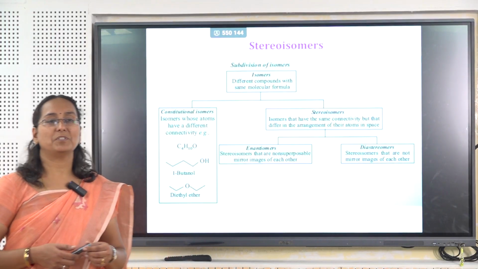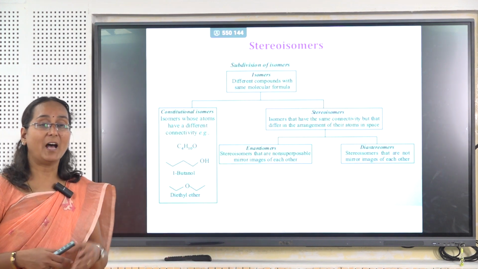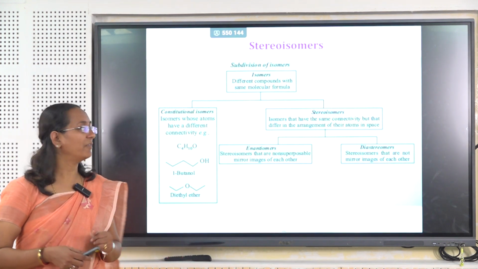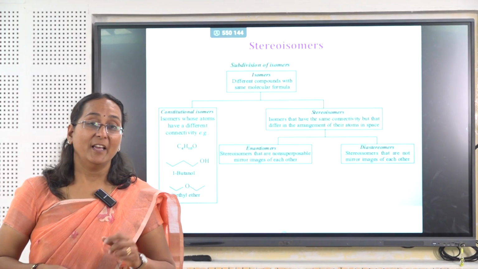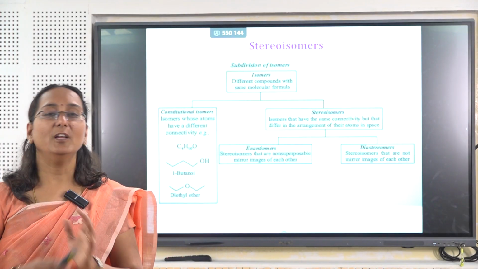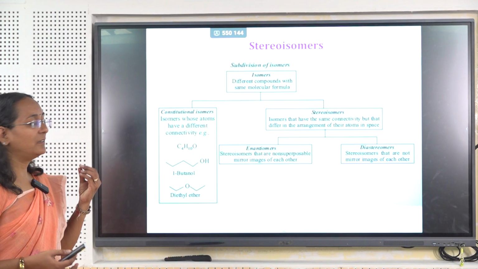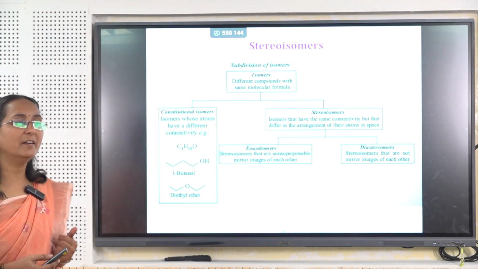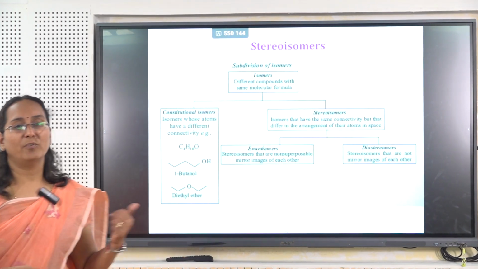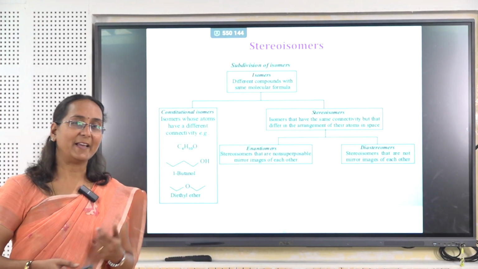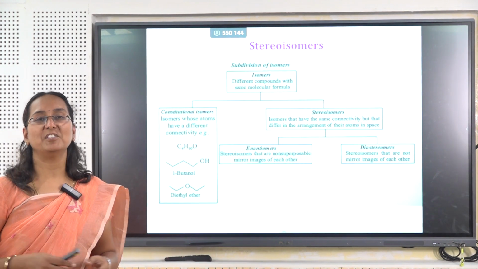Now mainly we are here to discuss the stereoisomers. These stereoisomers are isomers that have the same connectivity but differ in the arrangement of their atoms in space. The arrangement in space differs, only the arrangement, but the connectivity is the same. Again, these stereoisomers are of two types. First one is enantiomers and second is diastereomers. Just remember enantiomers and diastereomers, what are the differences between them?